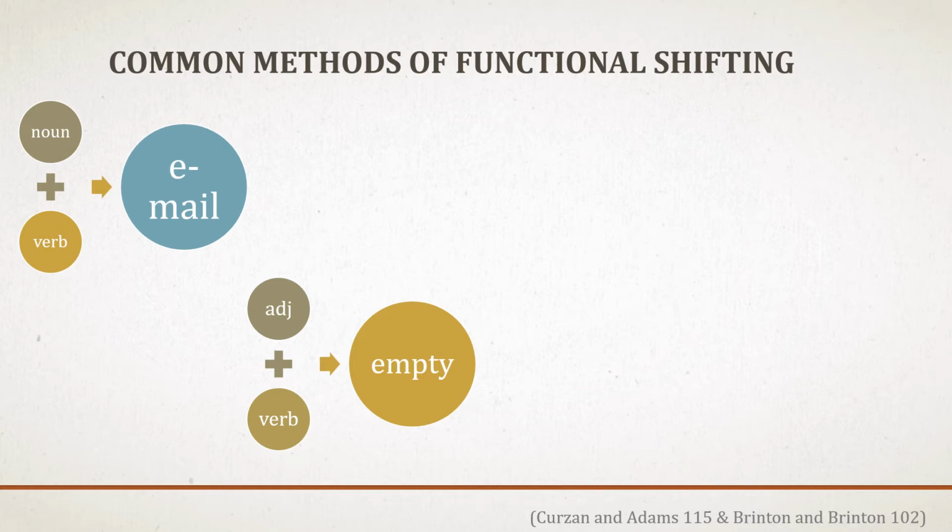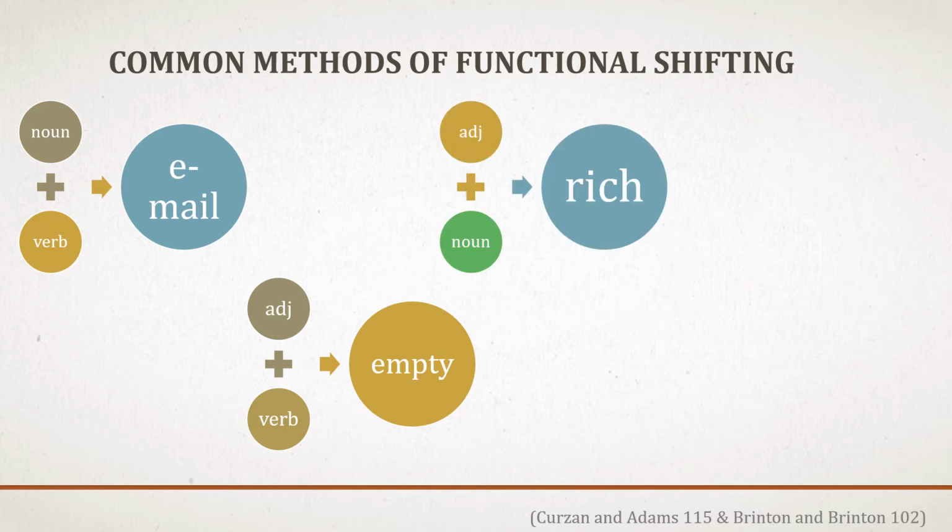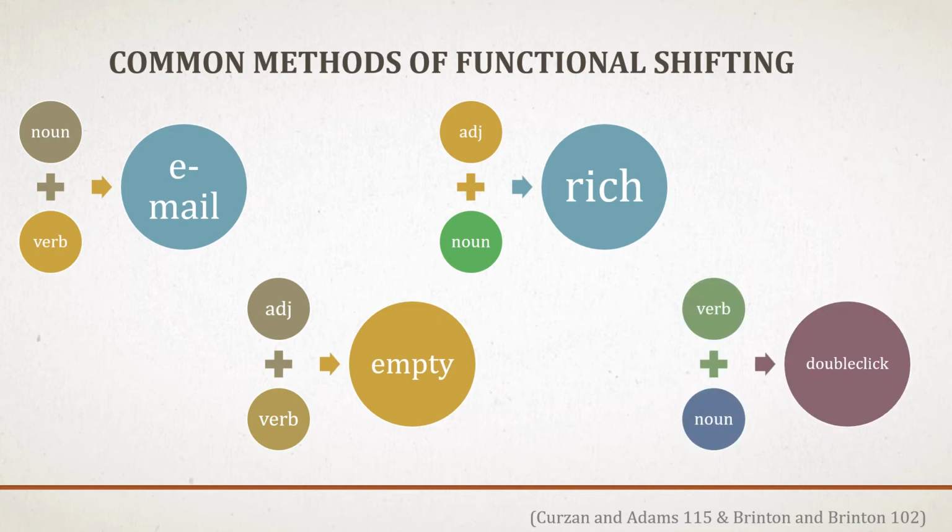Another example is an adjective to a verb, such as empty. We have taken it and made it a verb. We have adjective to a noun. So we're going to say he was rich, and now we've made him the rich. We also have a verb to a noun in an example such as double click, where we've said double click this, you need to double click it. We've made it a noun at this point.